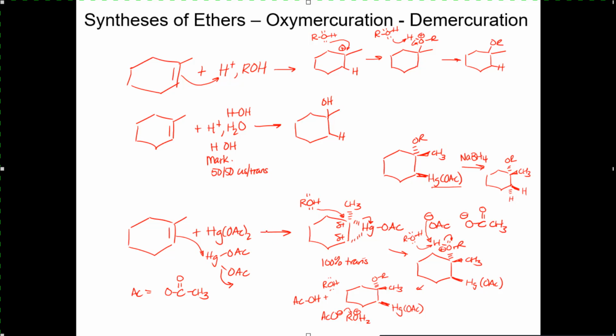So oxymercuration-demercuration is just when you replace mercury and water with mercury and alcohol. And it's analogous to replacing H plus H2O with H plus alcohol. So these are other methods that we can use to make ethers that we talked about last semester with the reactions of alkenes.